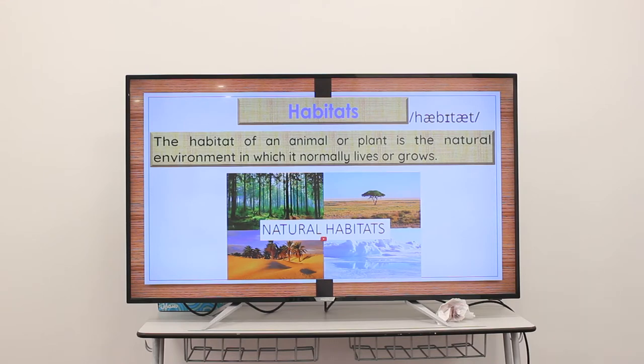Habitats. The habitat of an animal or a plant is the natural environment in which it normally lives or grows. Look here at the four. There are four different habitats.